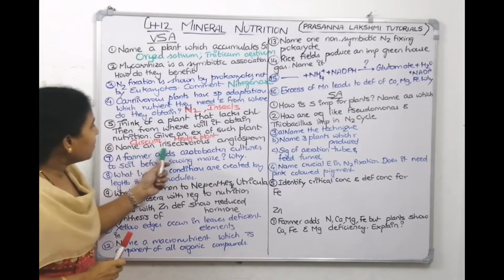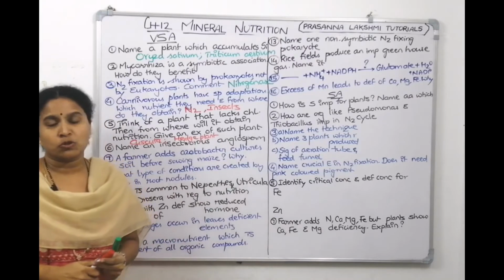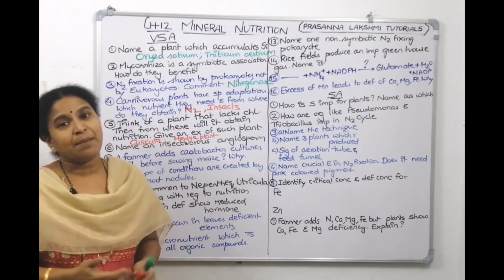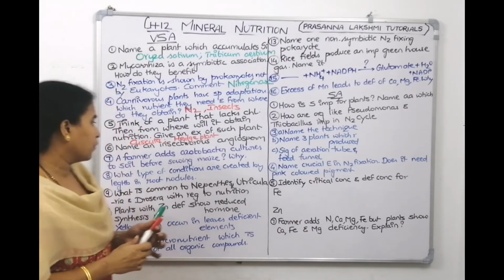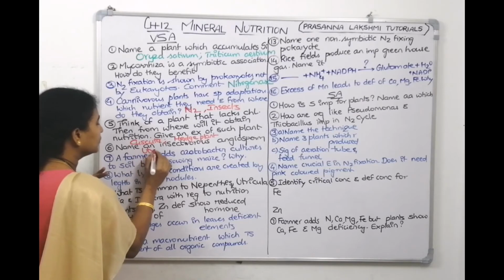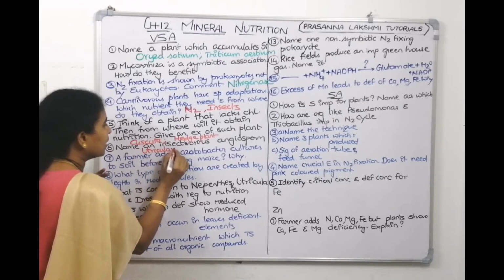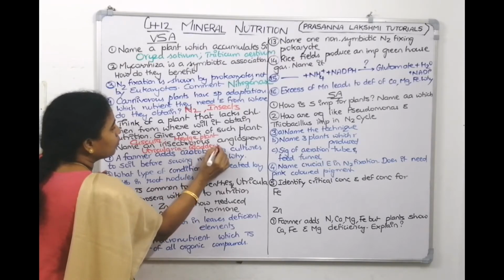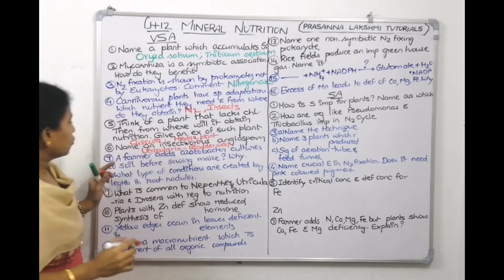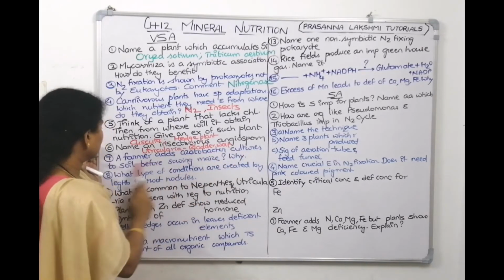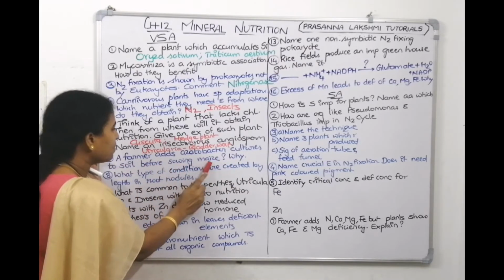Next question. Name an insectivorous angiosperm. Utricularia, bladderwort, Nepenthes. These are examples of angiosperms with insectivorous habit. Anything you can write, Amma. I am writing here. Utricularia, which is called bladderwort.